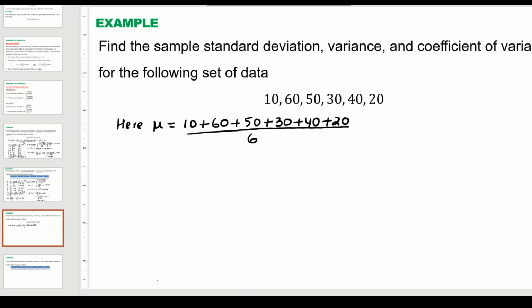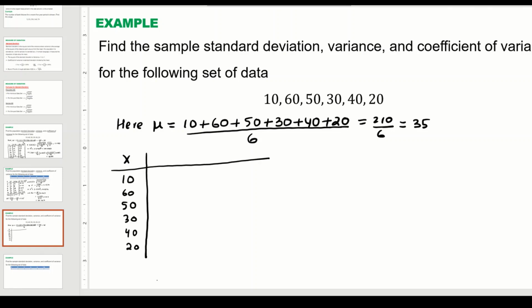Okay, when you add all these, it is 210. And you're dividing this by 6, which is equal to 35. Now, we need to make the table. So first, we have the x value. Let me write these values in the table.